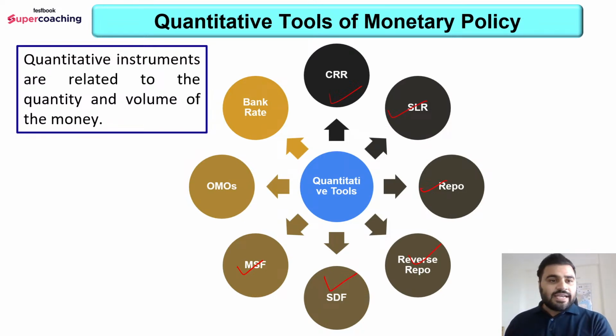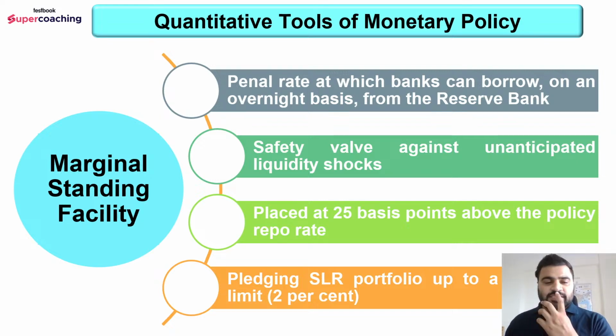So moving ahead, let's begin with the marginal standing facility first. Friends, the marginal standing facility is a kind of penal rate at which banks can borrow on an overnight basis from the Reserve Bank of India.